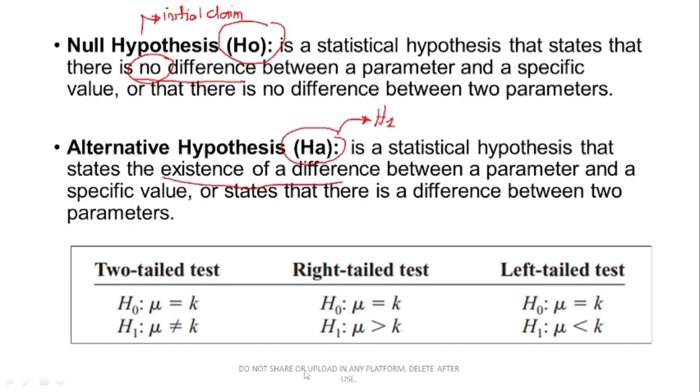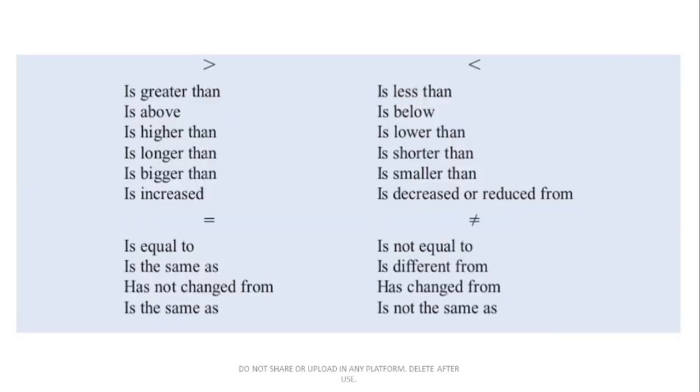So that is a left-tailed test. In the construction of a hypothesis statement, these are the common phrases we can use. Is greater than, is above, is higher than, is longer than, is bigger than, or is increase. When it is lesser than, these are the words or phrases we can use. When it is equal: has not changed, is the same, is equal, is the same as. And when it is not equal: is different from, has changed, or is not the same as.